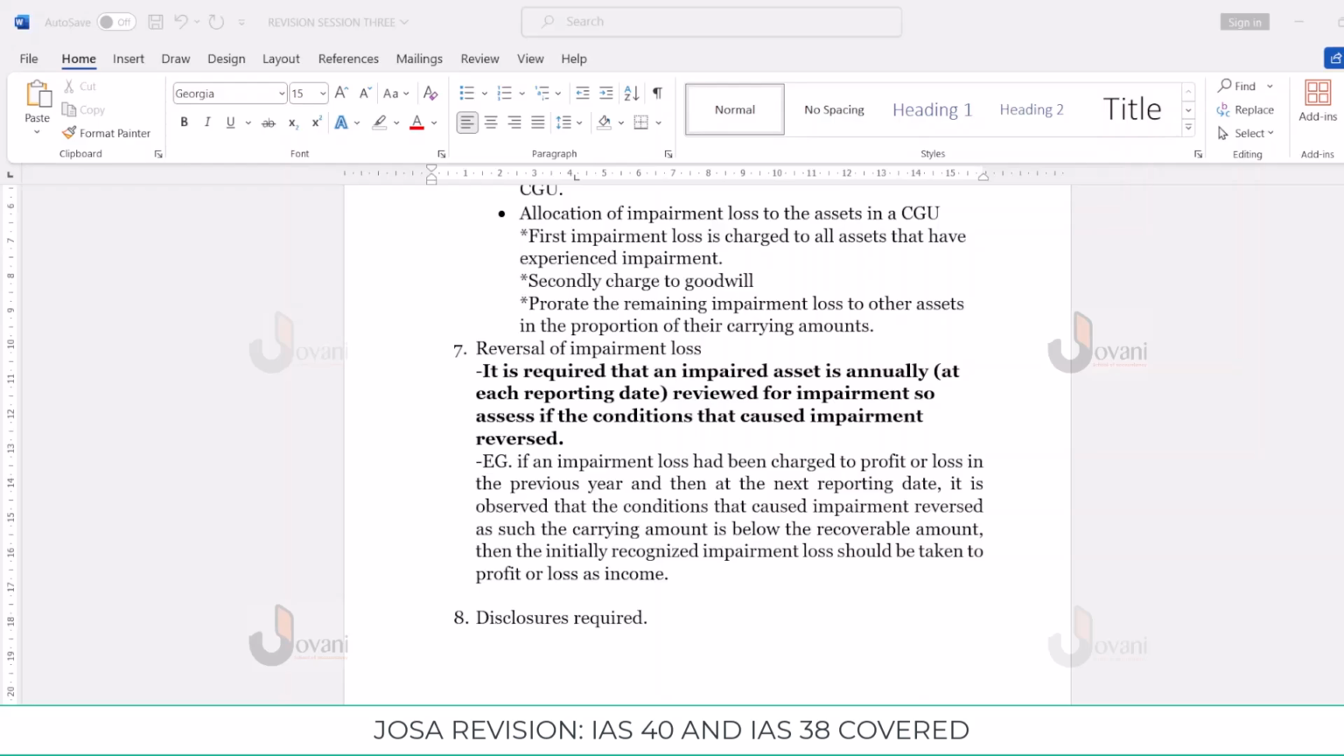In the previous year, you charged the impairment loss to profit or loss. Now, this year, the conditions that caused the impairment have reversed. So, other than taking it back to the profit or loss of the current year, why don't we just put it directly to the retained earnings? Other than charging it to profit or loss for the current year, yet it was for the previous year.